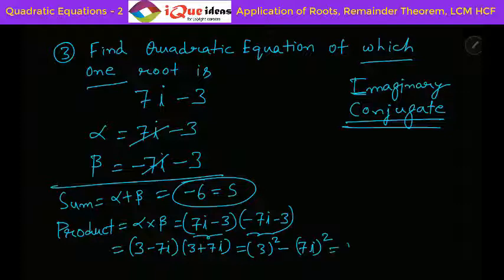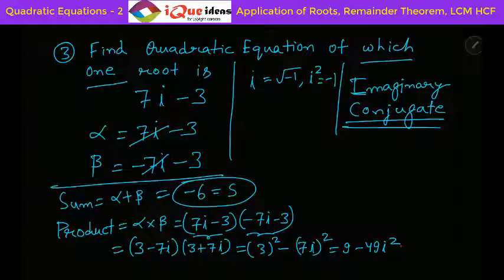Now 3 square is 9, minus 7 square is 49, and i square. Now we must know that i is equal to square root of minus 1. That means i square is equal to minus 1. So 49i square will become, it will become 9 minus 49 into minus 1. So it becomes 9 plus 49. Now 9 plus 49 is 58. So this is our product of roots. So we have our sum of roots as minus 6, product of roots as 58.